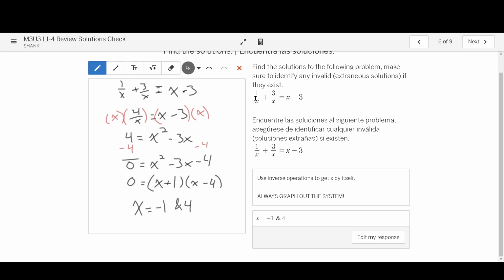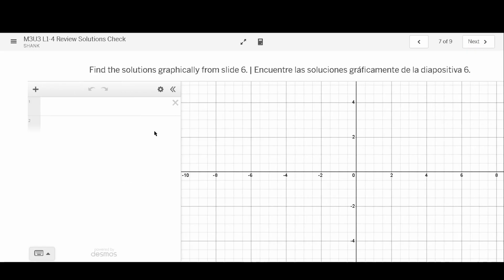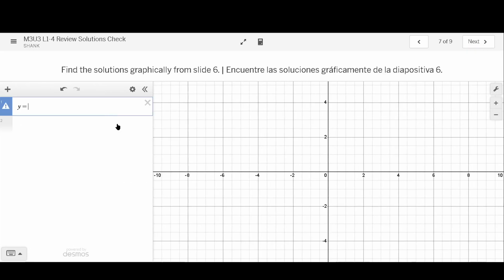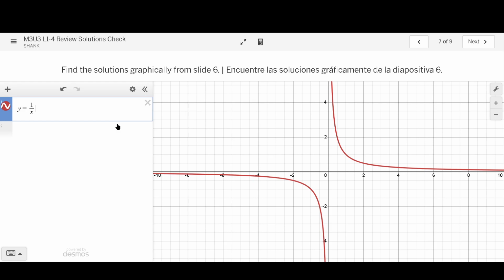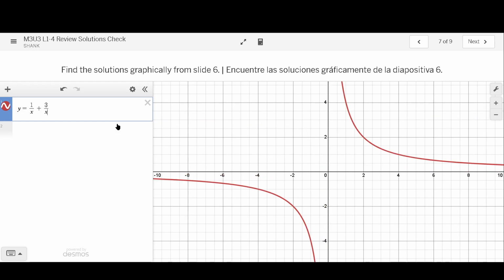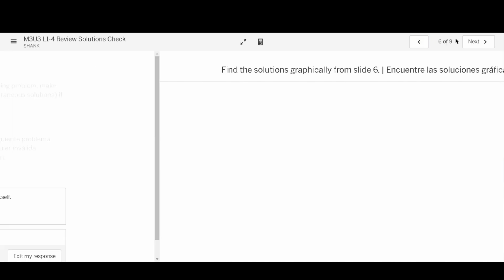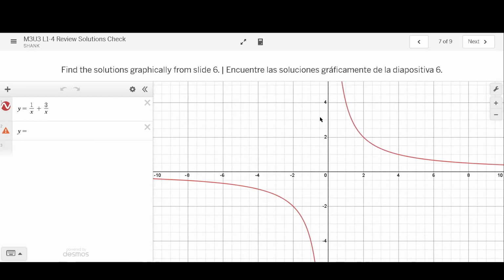Again, I'm going to type out the left side of my equation exactly as it looks, and then I'll type in my right side as a separate line. So I'm going to say y equals 1 over x plus 3 over x. So we have this funky looking equation, or this funky looking graph. But then we say y equals, and then what's our other line? x minus 3. So I say x minus 3.